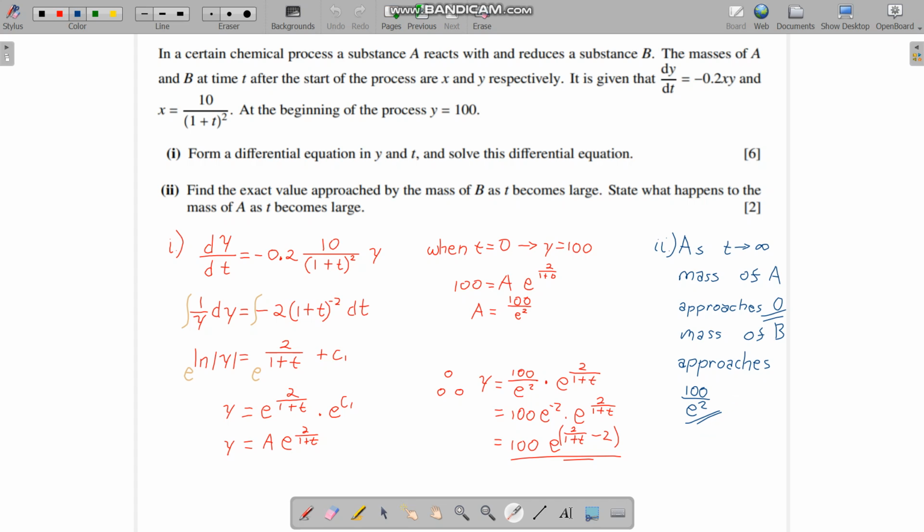So this is what we mean by interpreting the equation or the maths in the context of the question.